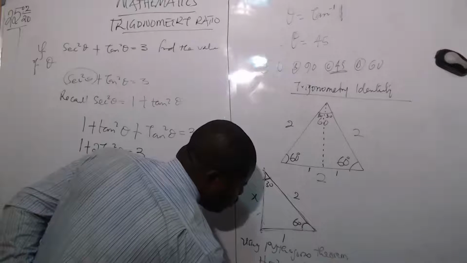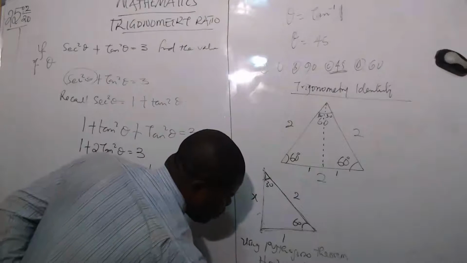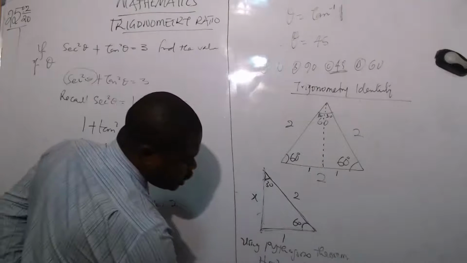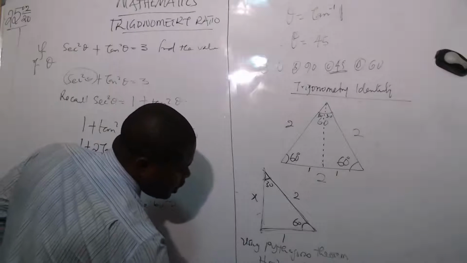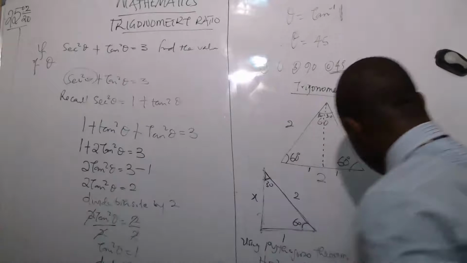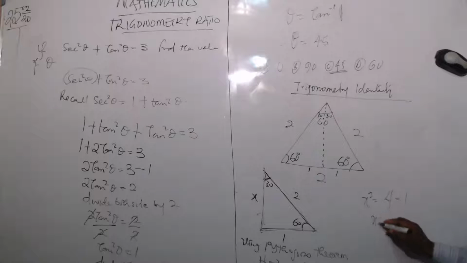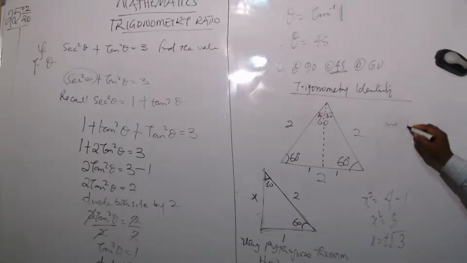Now here we're going to have 1 squared plus X squared. So X squared now equals 2 squared minus 1 squared. I'm bringing this 1 to this side, so it becomes minus 1, and I'm left with X there. So X squared equals 4 minus 1, so X squared is equal to 3. Now find the square root of both sides. So our X now becomes plus or minus root 3. So here is root 3.